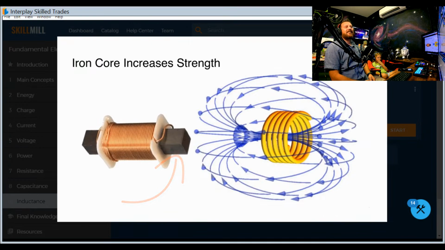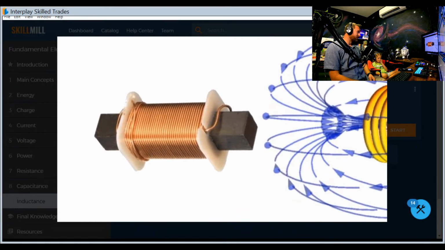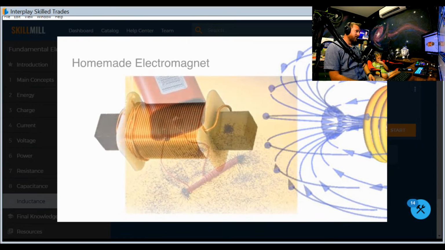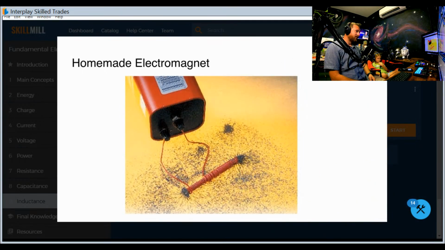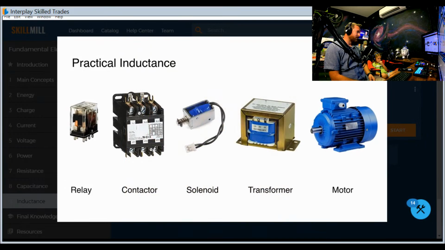Just like for capacitors, there's some dielectric material between the plates. An iron core can increase the strength of the magnetic field by thousands of times. Making a simple electromagnet using a nail and some wire and a battery is a great way to see self-induction in action. Okay, it's time to look at some practical examples of inductance used in real electrical products.